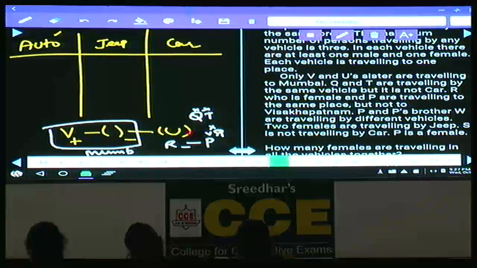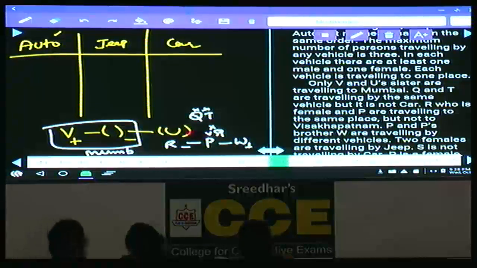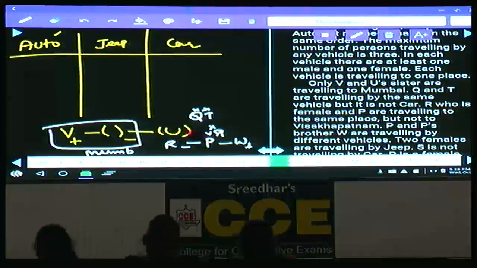W. P and P's brother W. P is here, P is having a brother W as well, isn't it? R who is a female and P are traveling to the same place. Then next one, P and W. P and P's brother W are traveling by different vehicles. Now P's brother W are traveling by different vehicles.